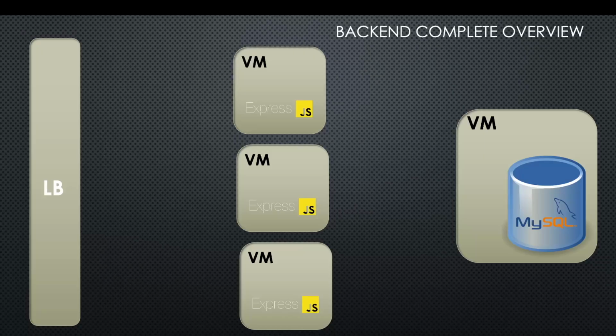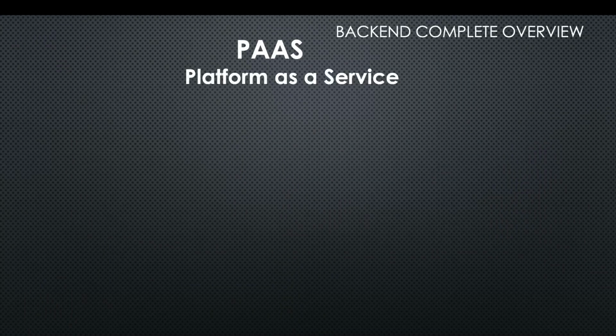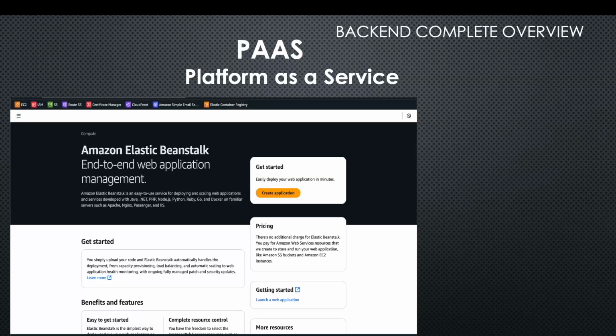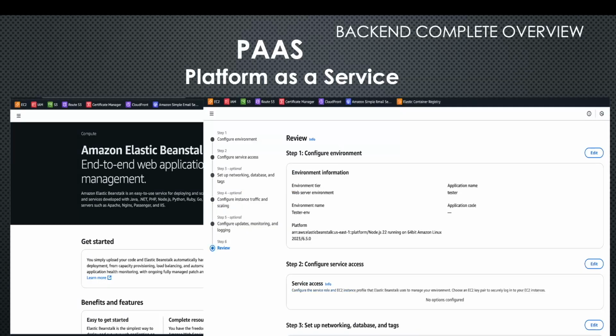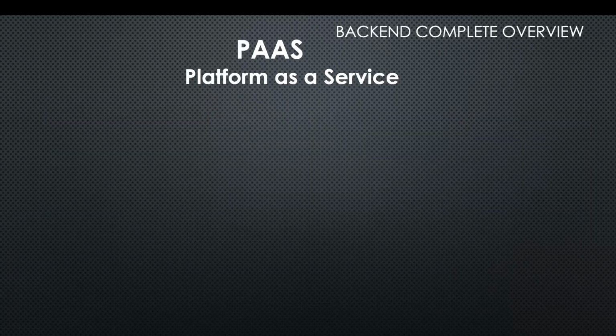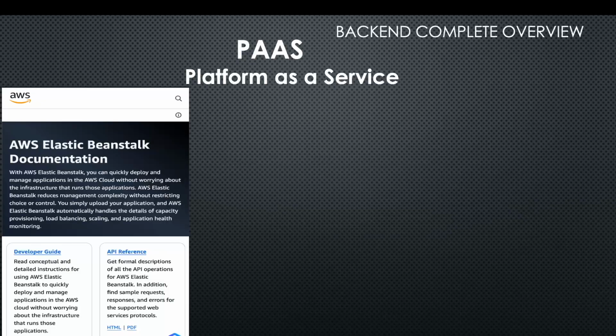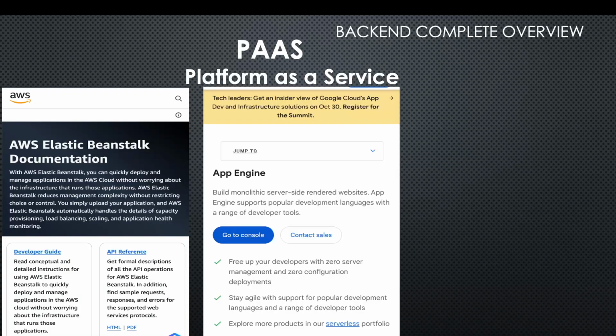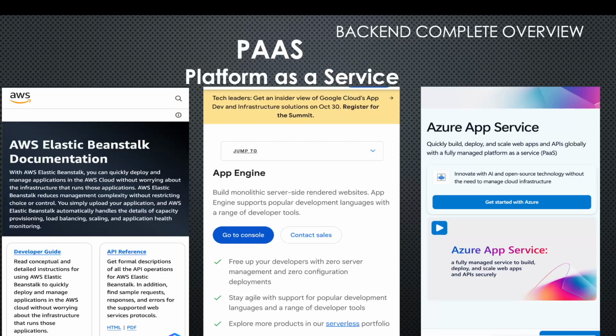Cloud computing companies offer another service called PaaS, platform as a service. A PaaS just lets us upload our backend code and it will set up all the virtual machines, including the load balancer, and integrate everything for us. The three most popular PaaS are Elastic Beanstalk for AWS, App Engine for GCP, and App Service for Microsoft Azure.